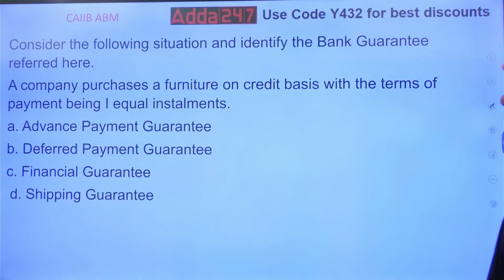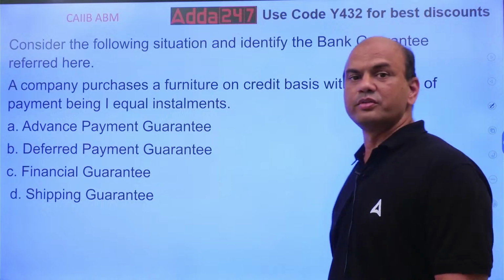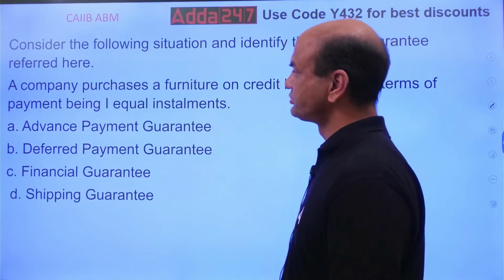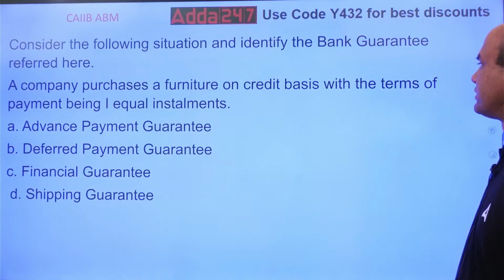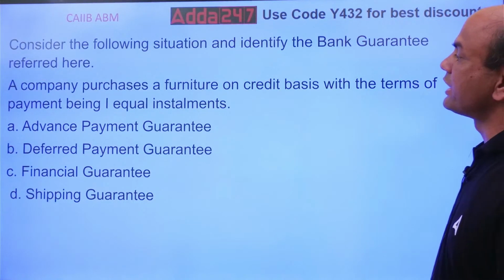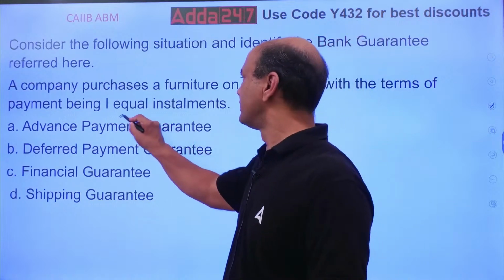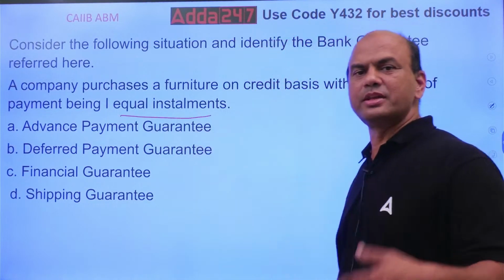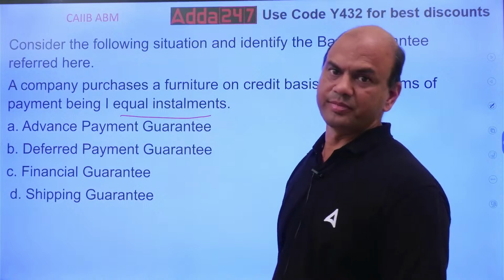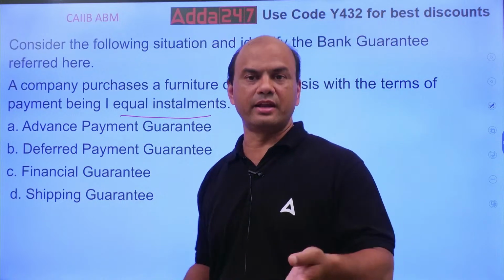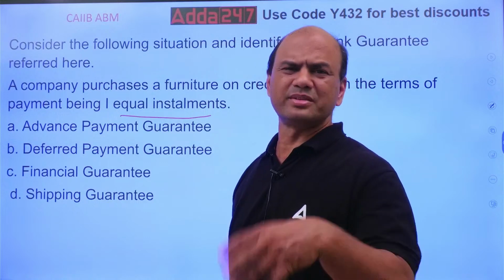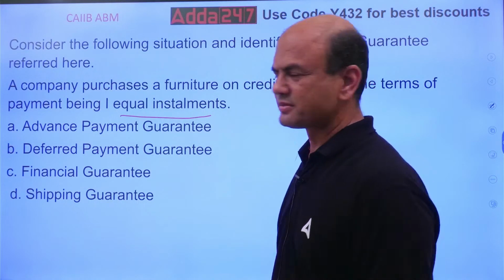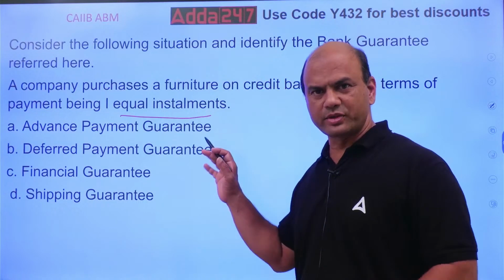Consider the following situation and identify the bank guarantee referred to here. Which bank guarantee will be used? A company purchases furniture on credit with the terms of payment being equal installments. So basically you are purchasing something on equal installments. Now for that you have to give a guarantee. You as a bank have to give the guarantee to some shopkeeper, whoever it is.